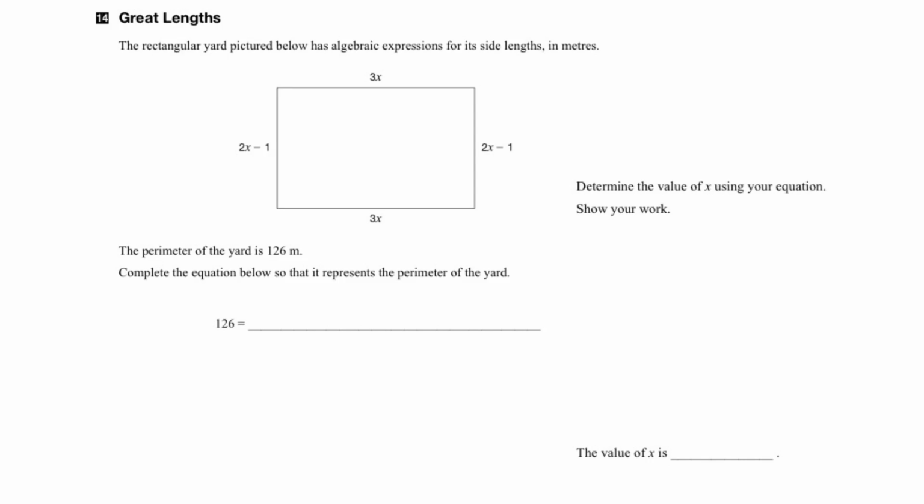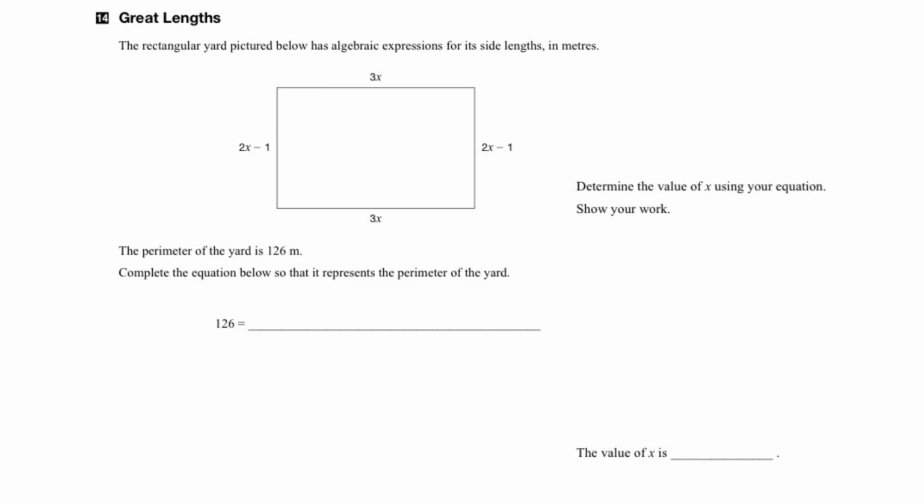In this question, we're given a diagram of a rectangular yard that has a length of 3x and a width of 2x minus 1. And we're told that the perimeter is 126 meters. So what we have to do is come up with an equation that represents the perimeter of the yard.